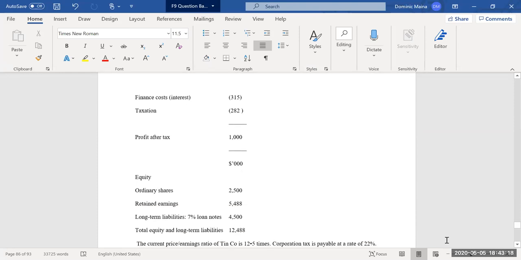Because it was a 1-for-5 rights issue, I divided the 2,500 by 5. So you want to get the number of new shares to be issued? Yes. So it's a fifth of how many shares? A fifth of 2,500. Yes, that's true. Okay, so fair enough. We go ahead and do that.